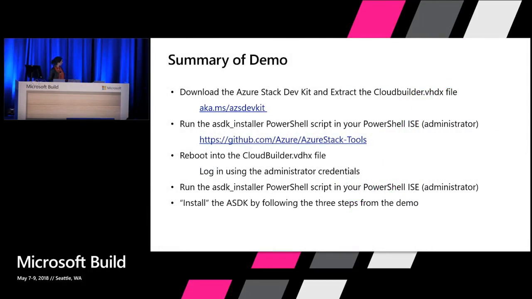This is a summary of our demo. So make sure that you download Azure Stack Development Kit and extract the cloud VHDX file. Those are the links. You can find it. Run the ASDK installer PowerShell module. And the first time you run it, you have to prepare the host. That means you have to reboot your host into the cloud VHDX file. Now you log in with the administrator credential, rerun the same PowerShell module, and like I showed you before, you are able in just 3 clicks to install your Azure Stack Development Kit.